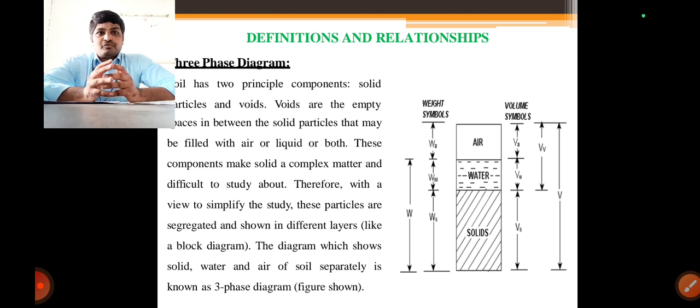The amount of water which the soil mass contains is the volume of water. And coming to the left side, we are observing the weight of the soil mass. Here the weight of the air we are neglecting because of its low density. The weight of the water and the weight of the solids are considered for the total soil mass weight.